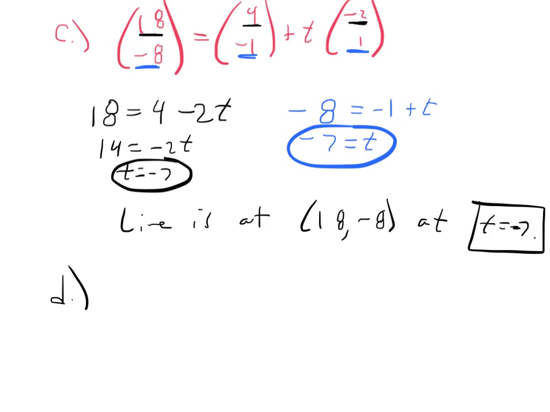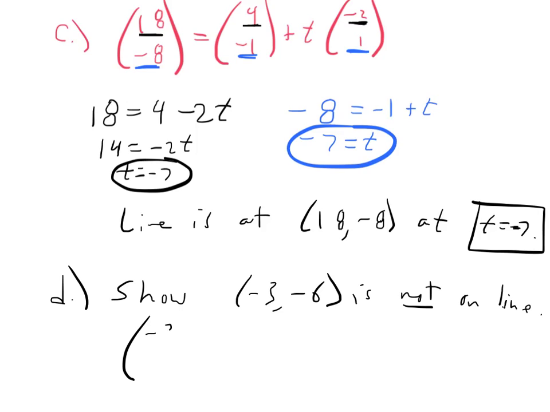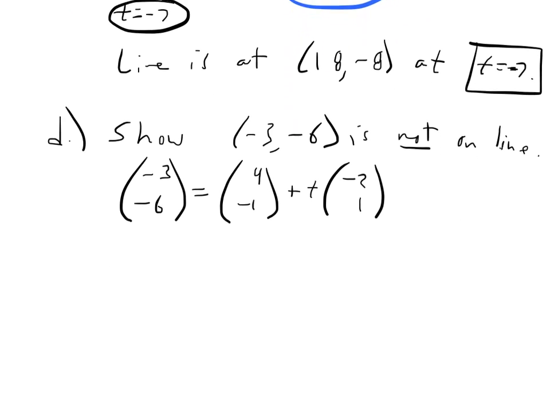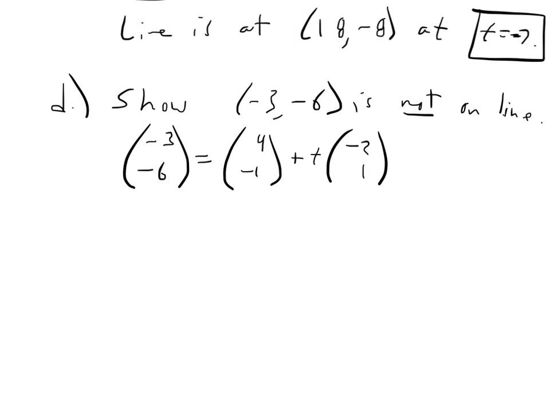Part D asked us to show that the point negative 3, negative 6 is not on the line. Given part C that we just did, I believe that you guys should be able to do this problem. So if you're feeling up to it, pause the video, work through it on your own. It should be pretty quick. So let's see here. I'm going to set my point, my position vector, equal to the equation of the line. And what I'm expecting to find is that when I solve for t here, I will not get the same value. So first I set my x parts equal. Then I set my y parts equal.